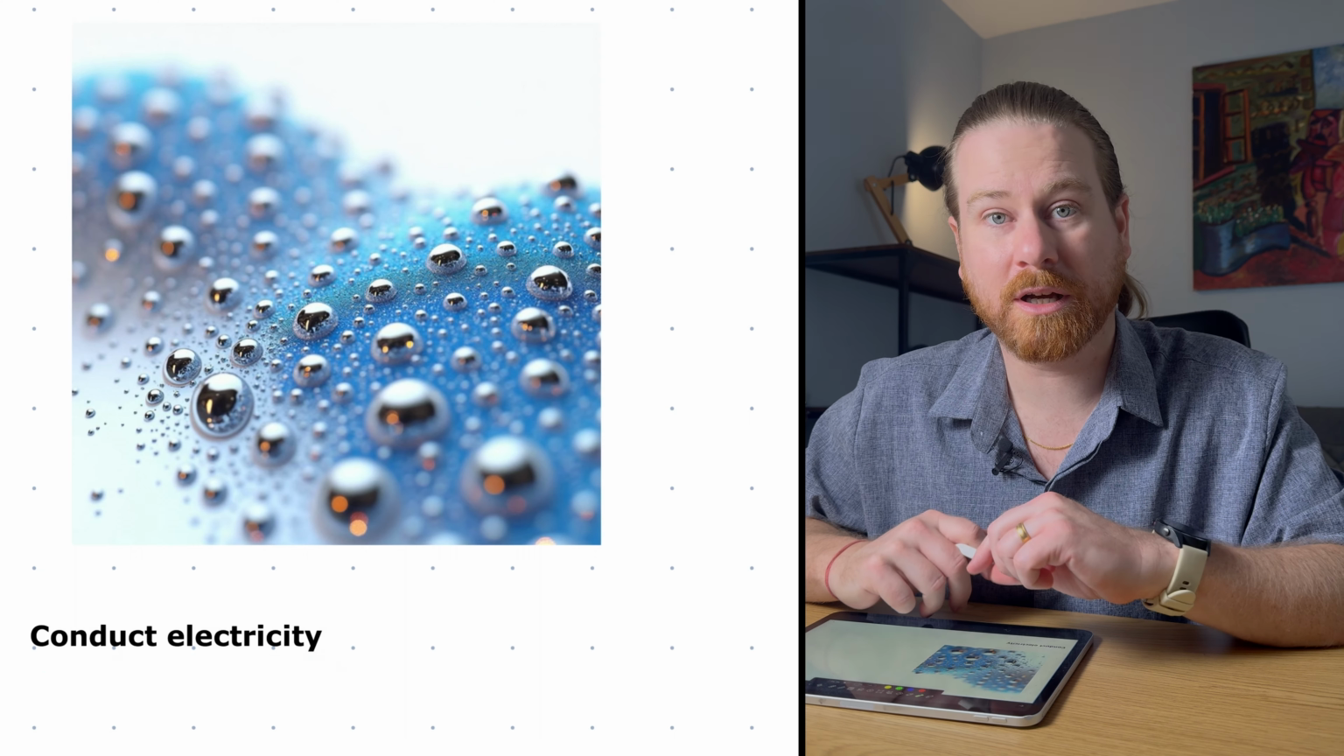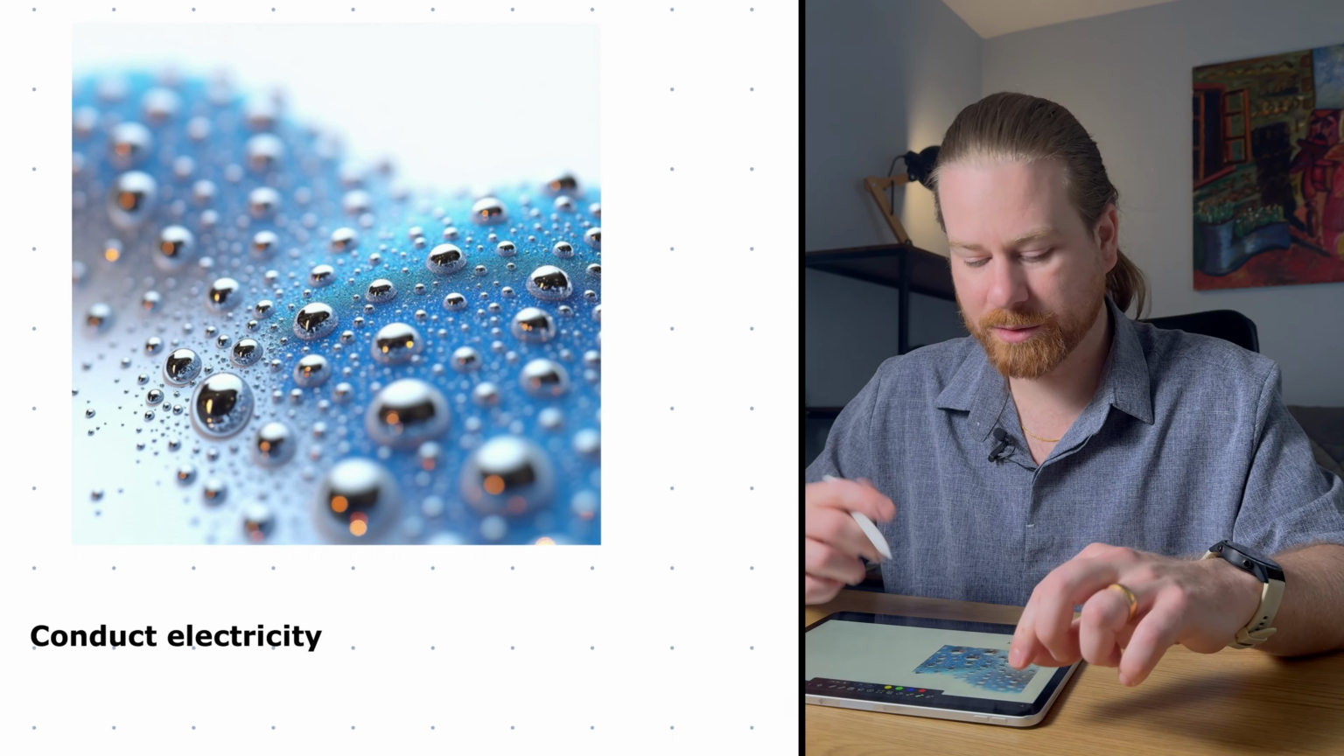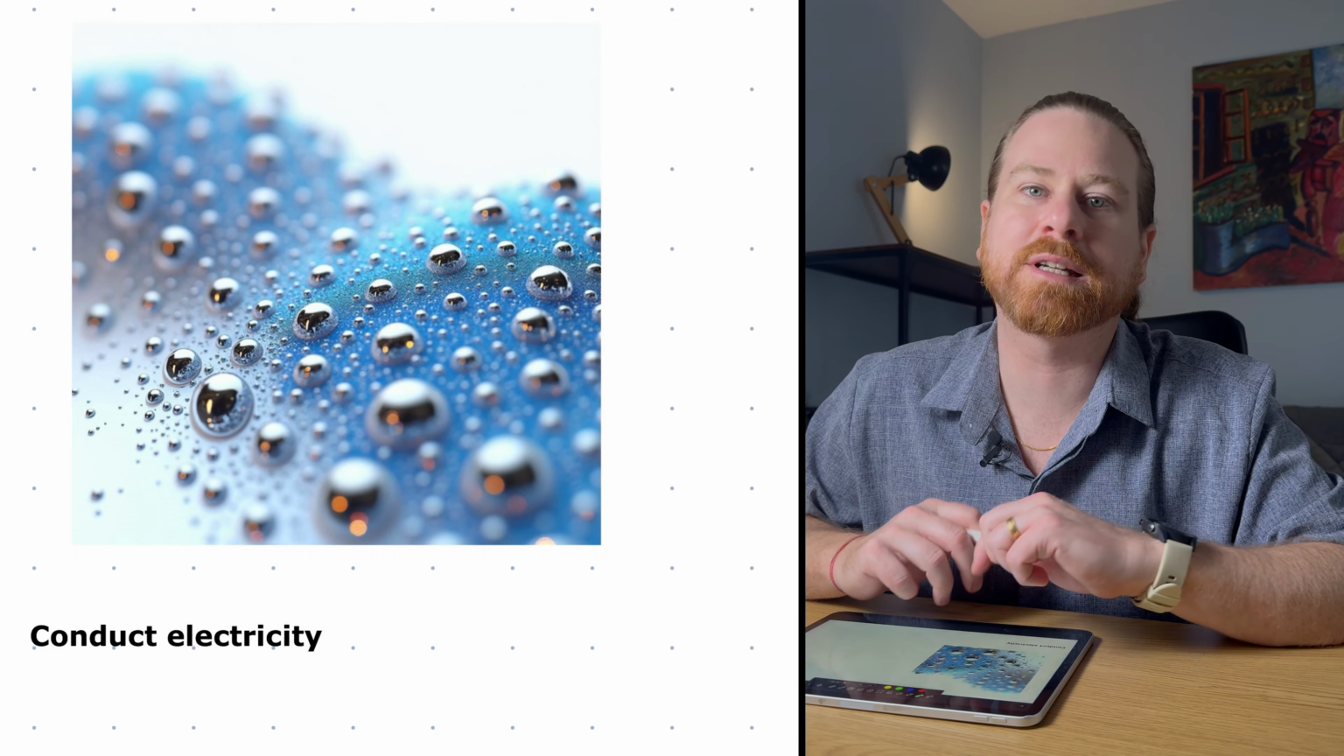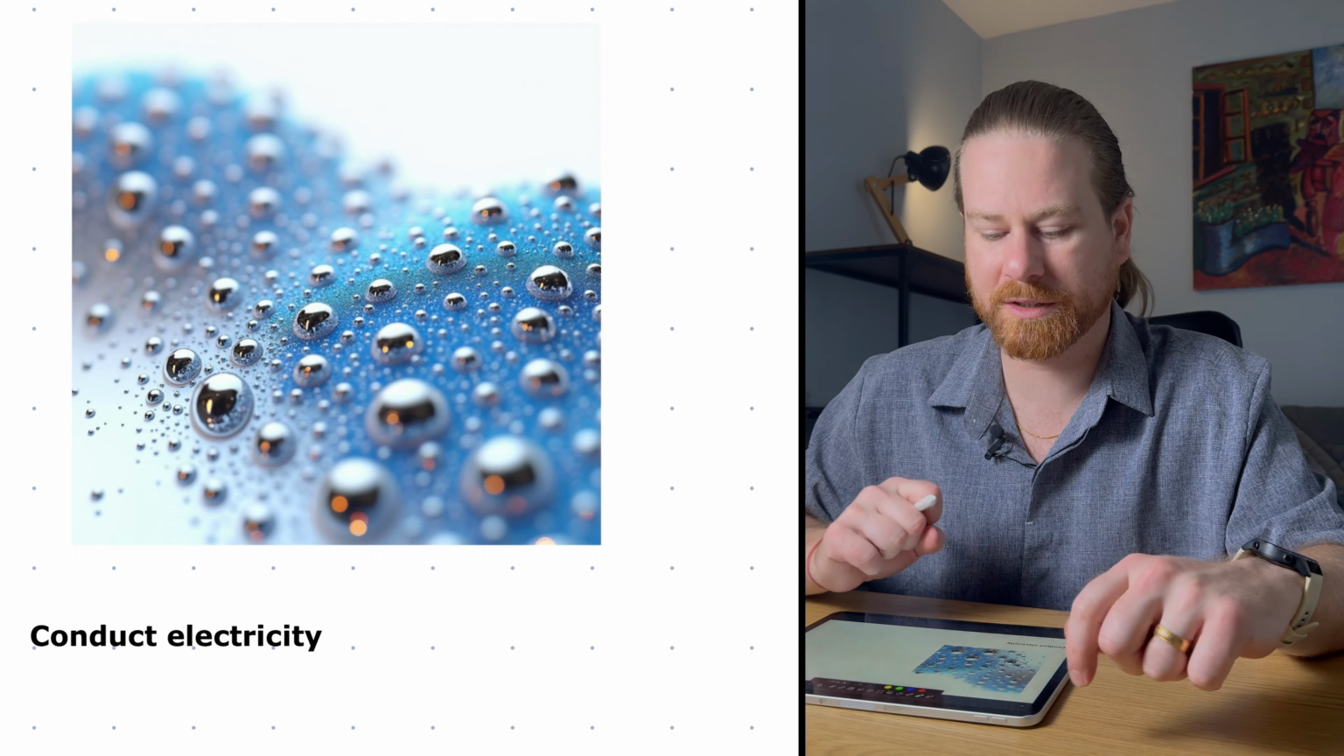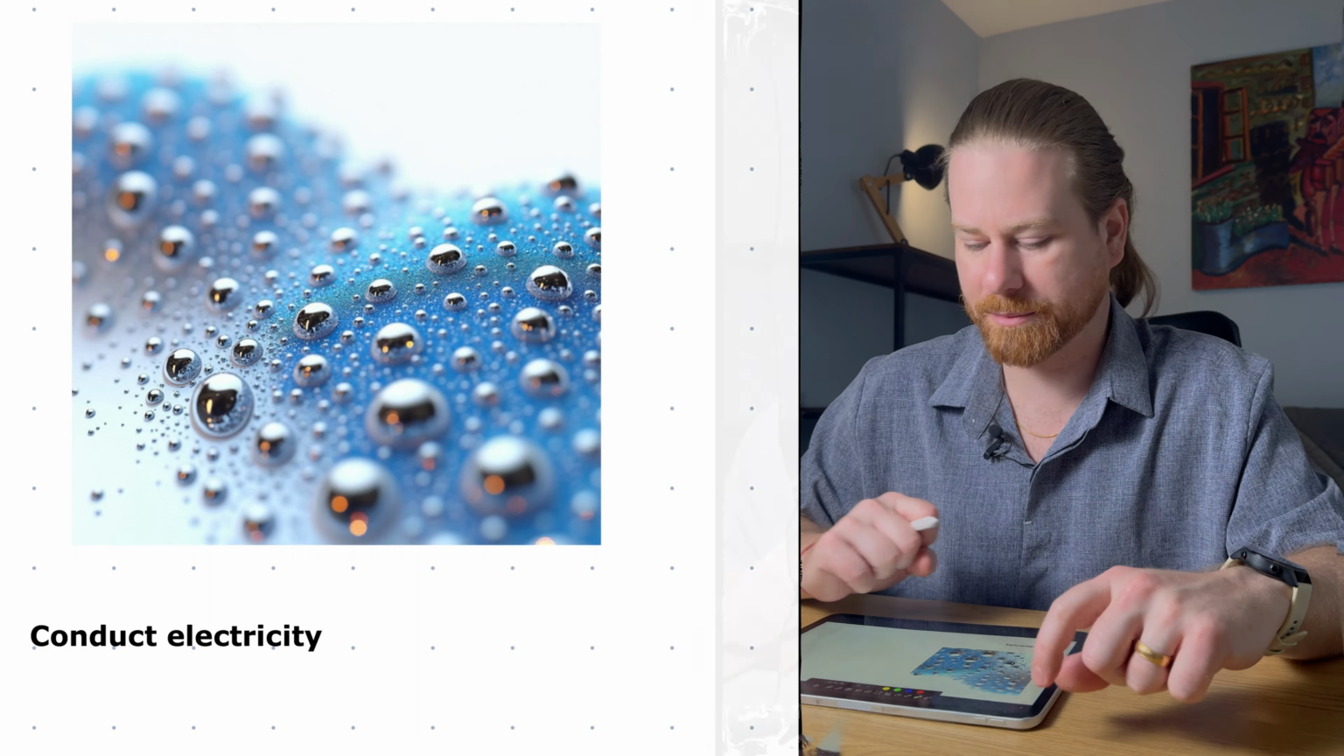So this is why metals are used as conductors in wires, because they're very good at conducting electricity, so they have very minimal resistance. So there we go, a nice, quick and easy video for you today.